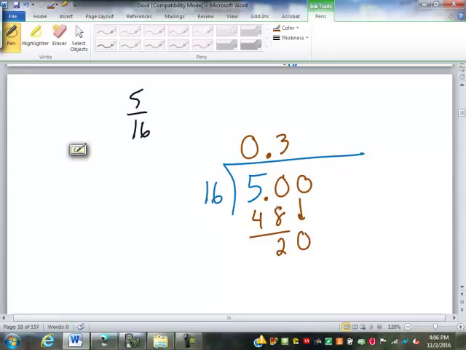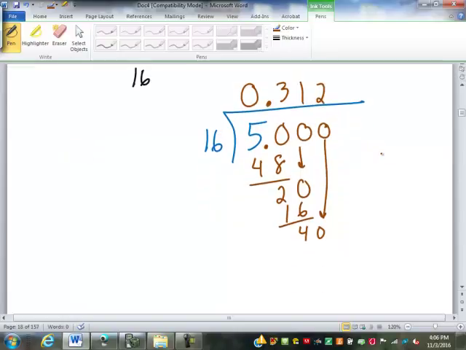16 into 20. Once. That's 16. Subtract to get 4. Add another 0 and bring it down. 16 into 40. Twice. Which would be 32. Leaves us with 8. At this point, you're probably starting to wonder if this one's going to come to an end. Well, another 0 and bring it down. 16 into 80. It's 5 times. That's exactly 80. So 0.3125. How many of you got that? Good deal.